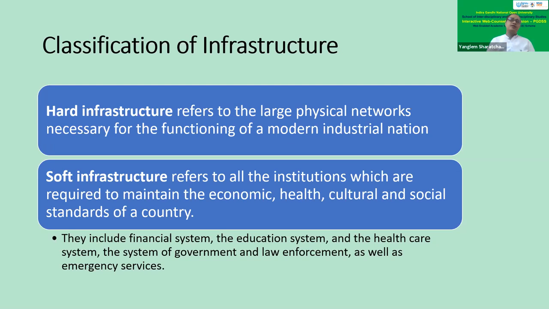Then soft infrastructure refers to all the institutions which are required to maintain the economic, health, cultural, and social standards of a country. Because when we talk about infrastructure, our understanding as a layman is that it is only about schools, colleges, airports, and road connections. Not only that, there is another one hidden behind it. I would call that soft infrastructure, which is about who is going to manage it and how to make it function. That is about your economic and financial system, education system, healthcare system, law enforcement system, as well as every emergency system, fire service, and so on.